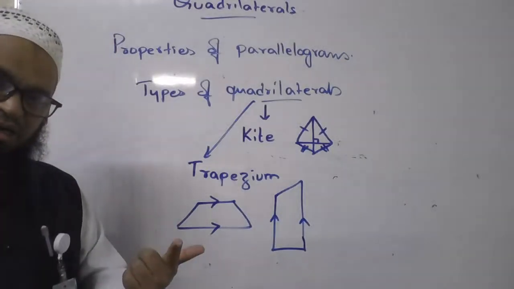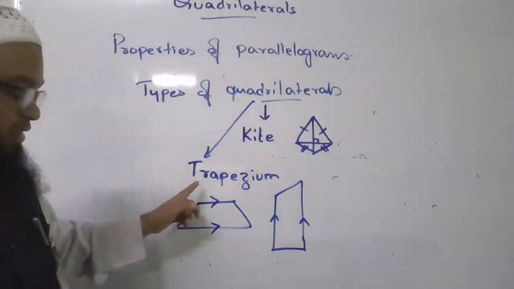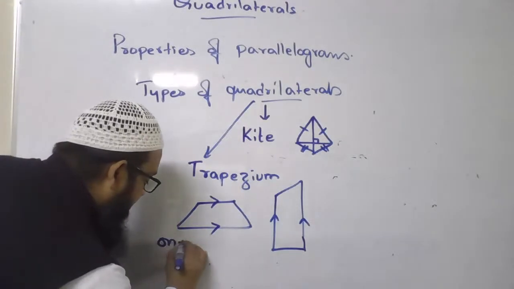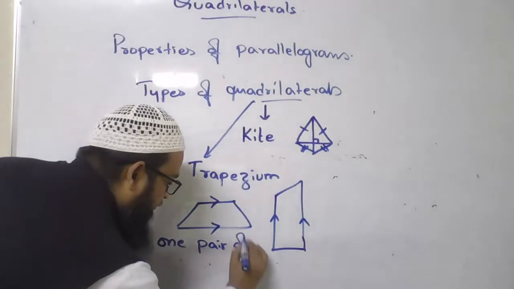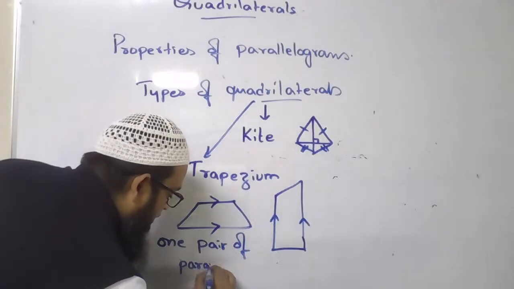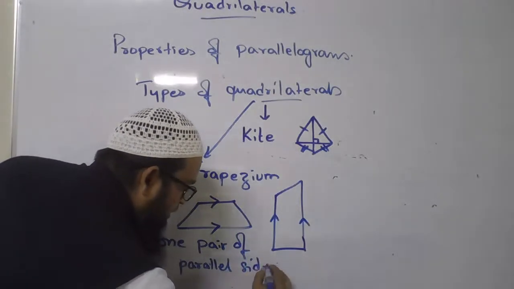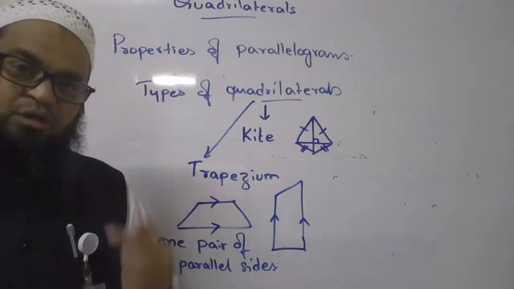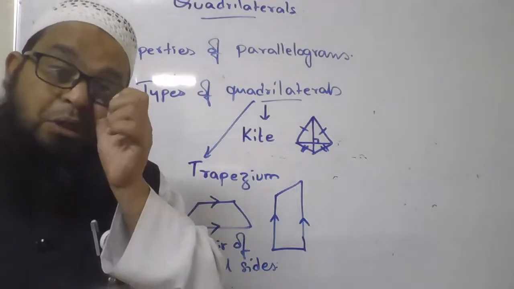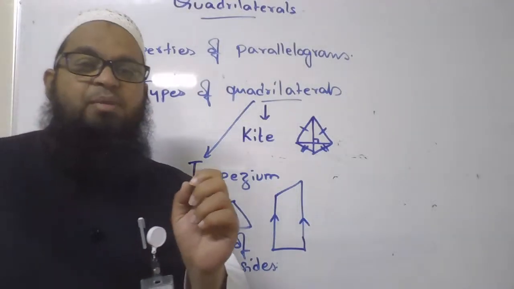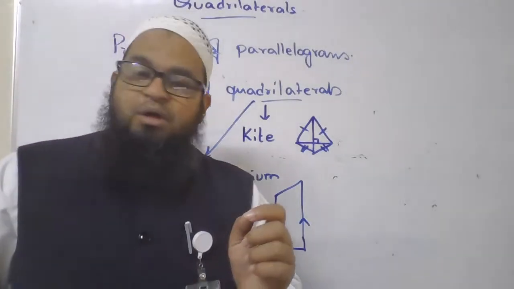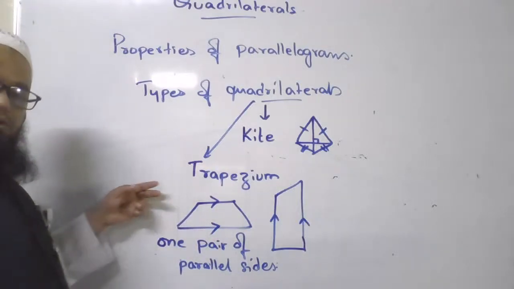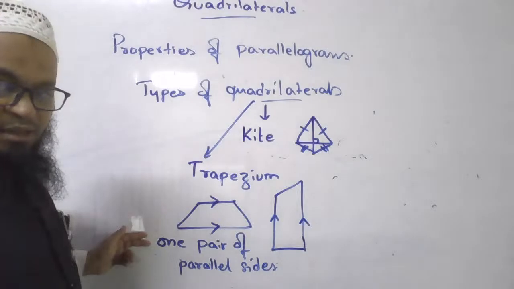Understood? Kite and trapezium. So, what is the special feature of trapezium? Trapezium has one pair of parallel sides. Okay, now can you please answer me? Please answer me, because if it is to and fro, give and take, then the session will be beneficial for you. So trapezium has one pair of parallel sides, right?